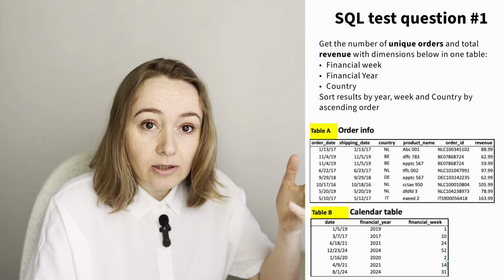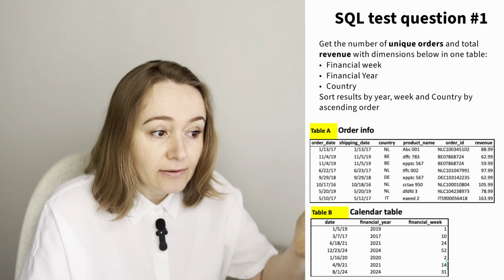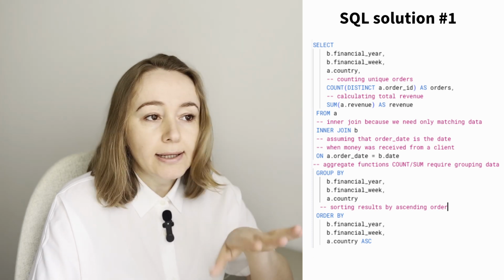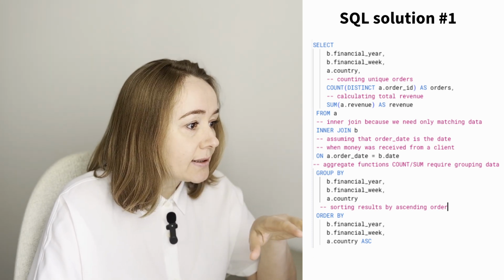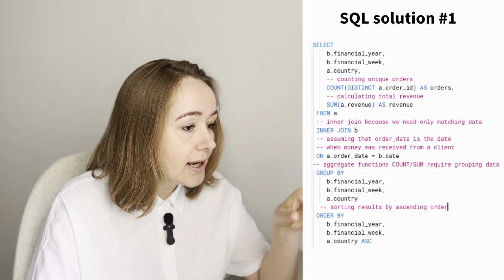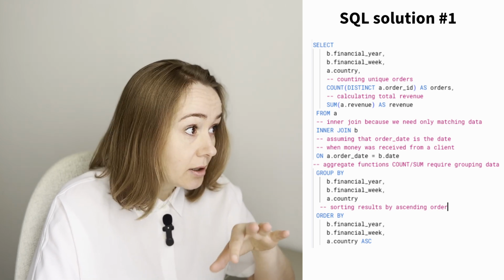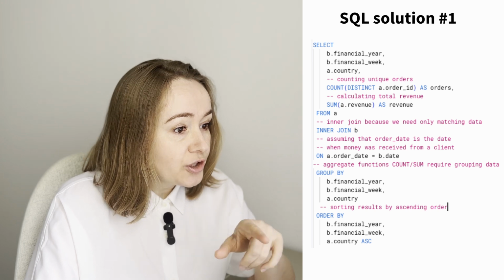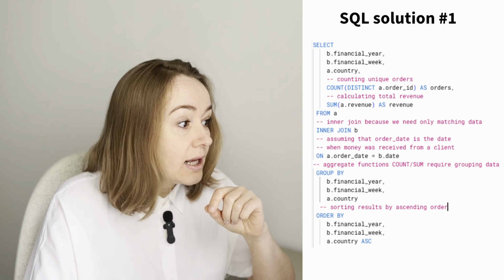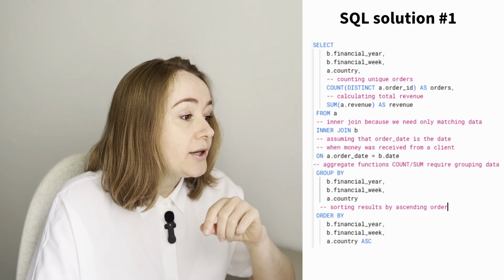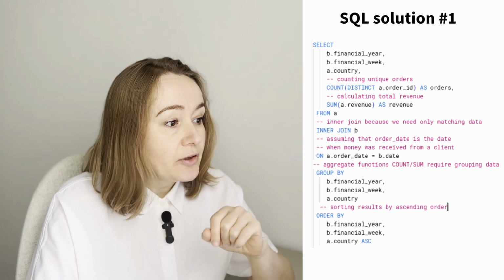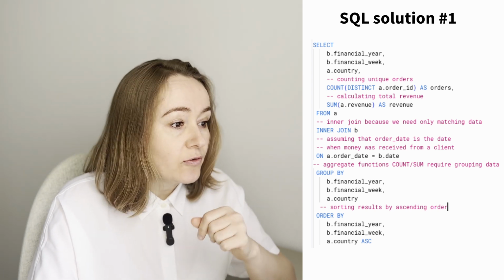So let's get into the solution that I sent for this role. So here's the solution I came up with. Okay, let's break this down. I selected the financial year and week from the calendar table, which I aliased as B, and then the country from the order info table, aliased as A. To get the number of unique orders, I used count distinct order ID. And for the revenue, it was a simple sum of revenue.